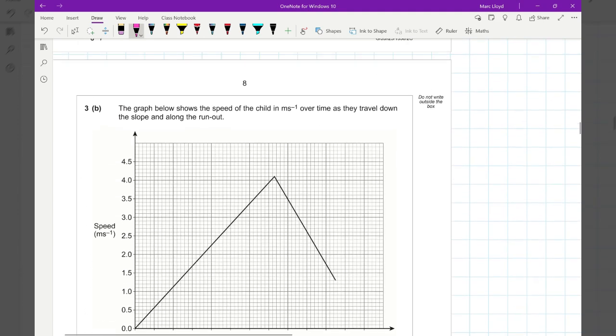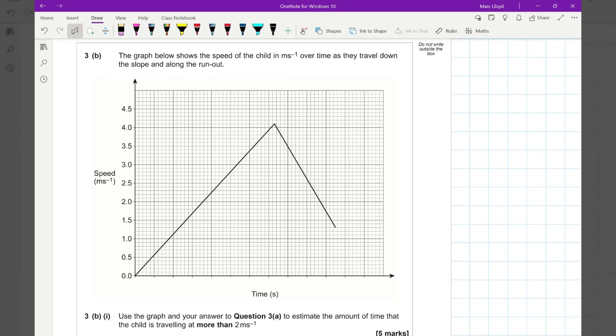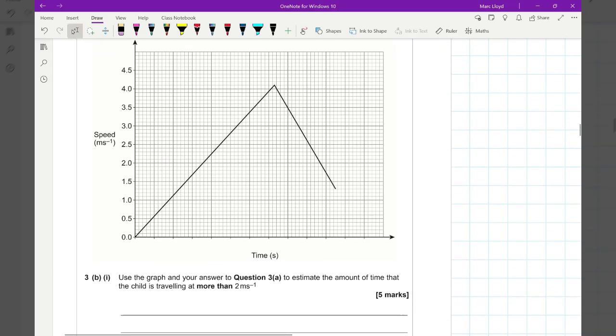Okay, part B. The graph below shows the speed of the child in meters per second, and that's over time as they travel down the slope and along the run out. So it will be here where they hit the run out, because their speed will decelerate from that point. Use the graph and use your answer to question 3A to estimate the amount of time that the child is traveling at more than 2 meters per second. I found this question really challenging.